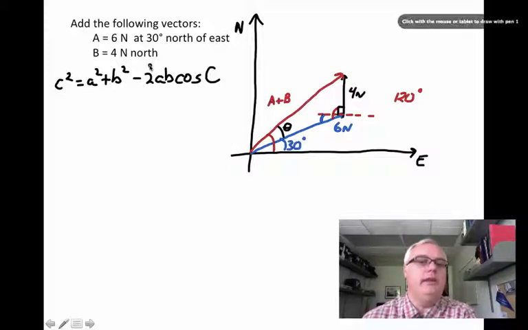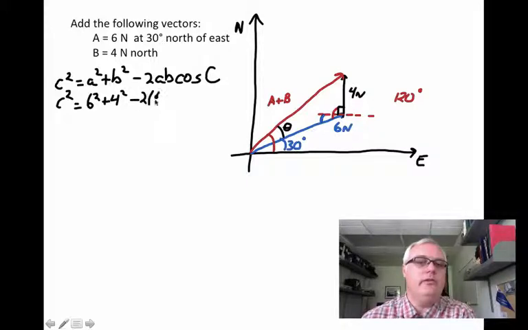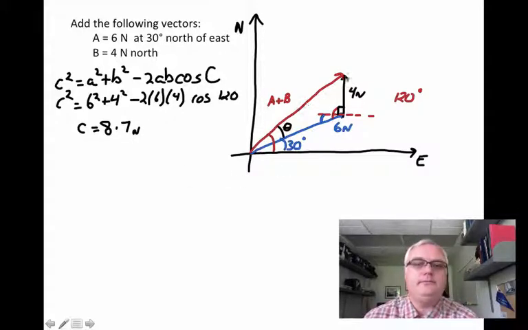So back to my cosine law, c squared is going to be 6 squared plus 4 squared minus 2 times 6 times 4 times cosine of that 120 degrees. And our calculator should tell us that the length of this vector is 8.7 newtons. So my cosine law has determined the length of this vector, even though I don't have a right angle triangle.